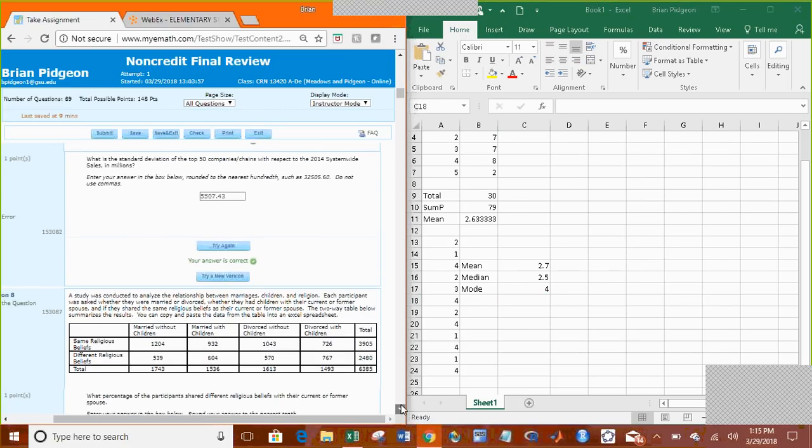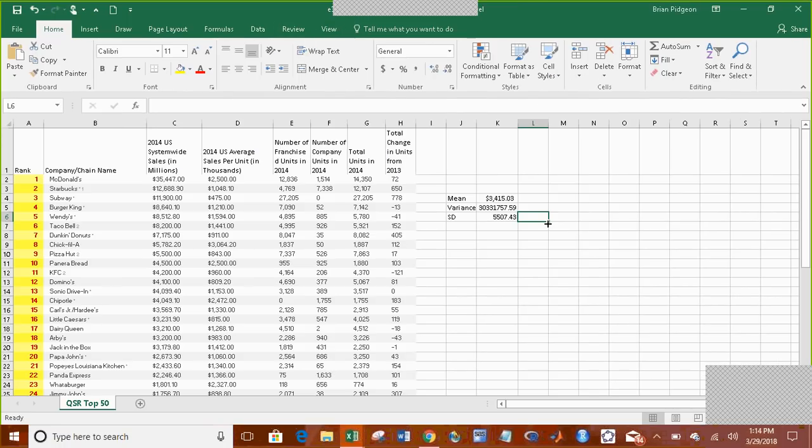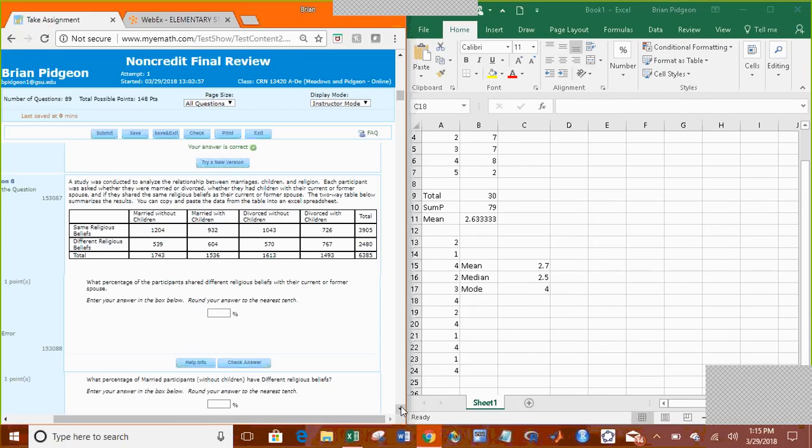Alright, a study was conducted to analyze the relation between marriages, children, and religion. Each participant was asked whether they were married or divorced, whether they had children, whether their former spouse. Okay. What percentage of participants shared different religious beliefs with their former or current partner or spouse? So here we're looking for what percentage of the participants share different religious beliefs with their current or former spouse.